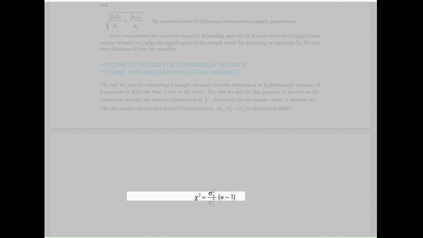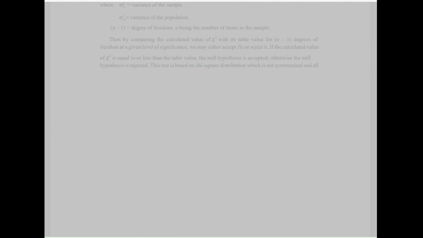Pause the video to look at the formula, where s squared is equal to variance of the sample, sigma squared is equal to variance of the population, and n minus 1 is equal to degree of freedom, n being the number of items in the sample. Then by comparing the calculated value of chi-square with its table value for n minus 1 degrees of freedom at a given level of significance, we may either accept H0 or reject it.